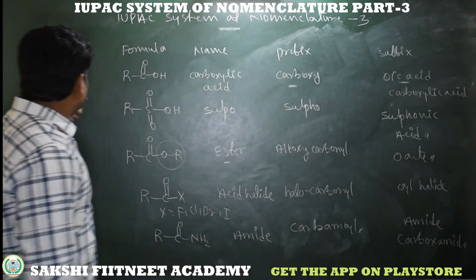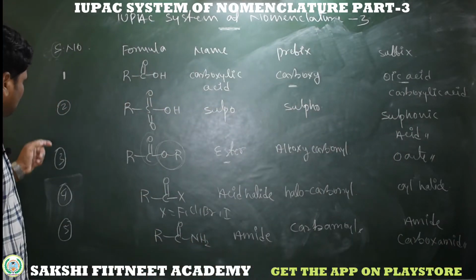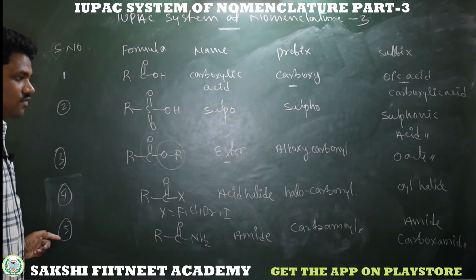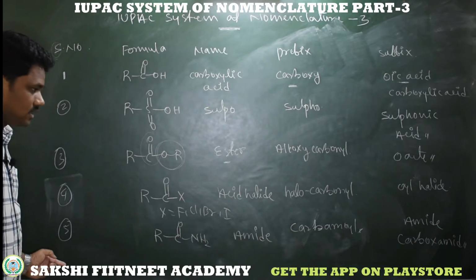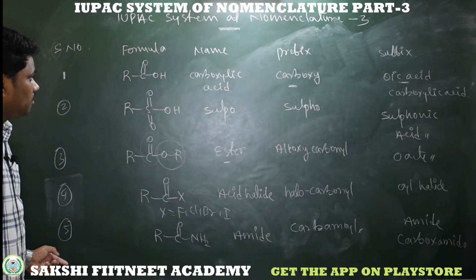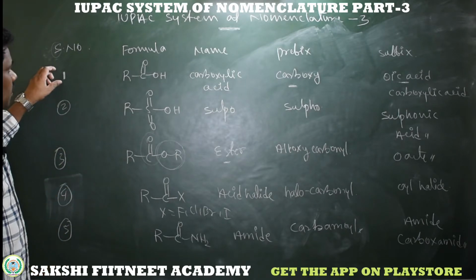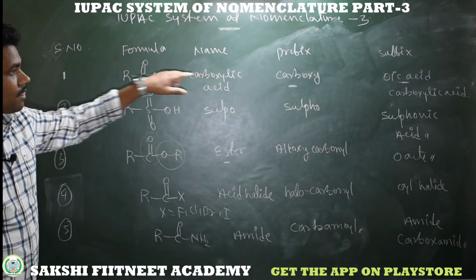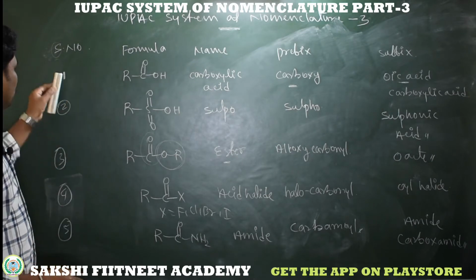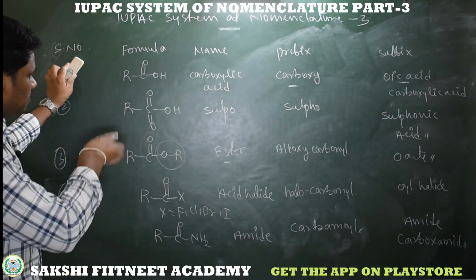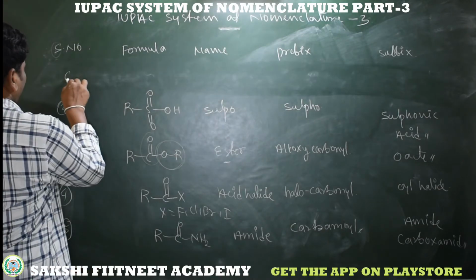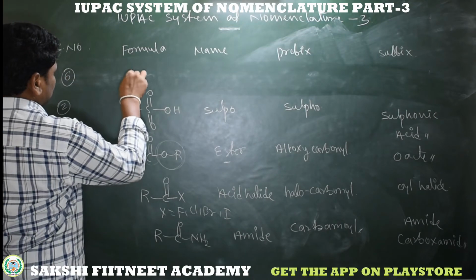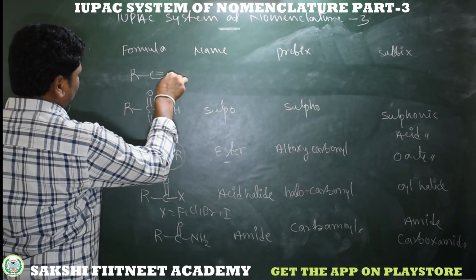So first priority, second priority, third priority, fourth priority, fifth priority. Then we are taking a sixth priority, that is the nitrile group. To write that sixth priority, I'm just removing the first priority group. So here I'm writing the sixth priority group, please note it down. Now what is the sixth priority group? That is RC triple bond N.